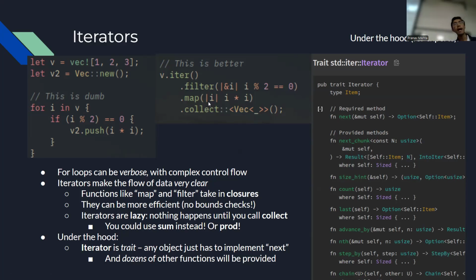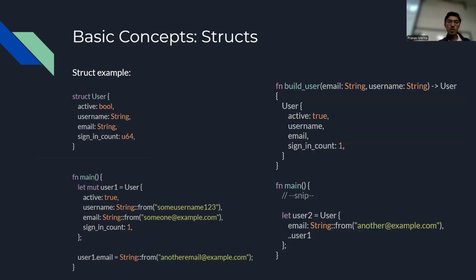You can do filters, you can do maps, you can get chunks of elements, you can get windows, you can get all of these really cool functions, and all you have to do to get it is implement next on your type. Okay.